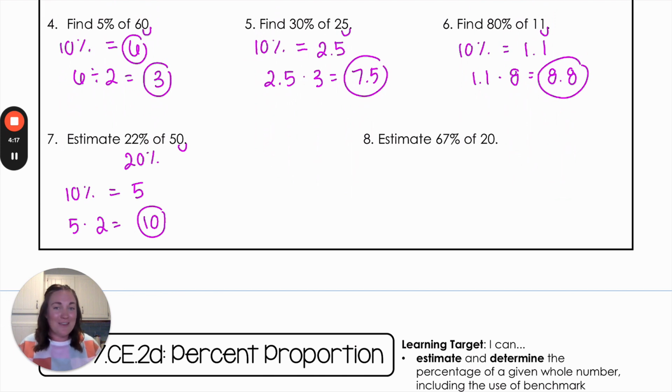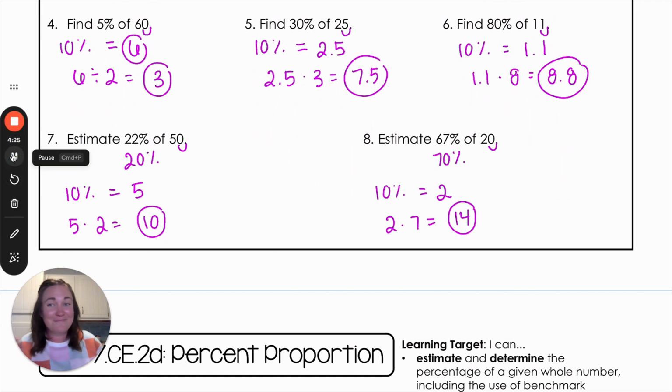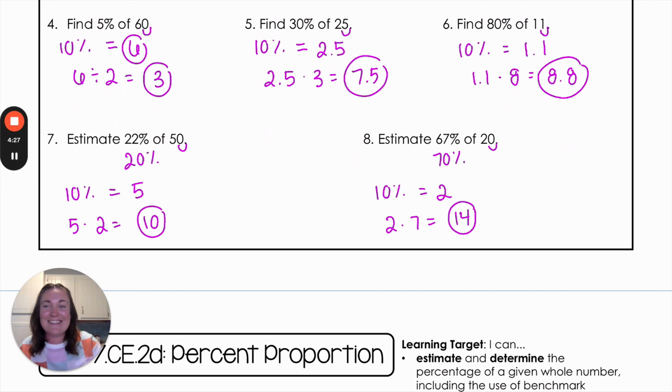Okay, pause the video here and try number 8 on your own. So estimate 67% of 20. So not finding exactly, but estimate what it would be close to. All right, test it out and see how you did.